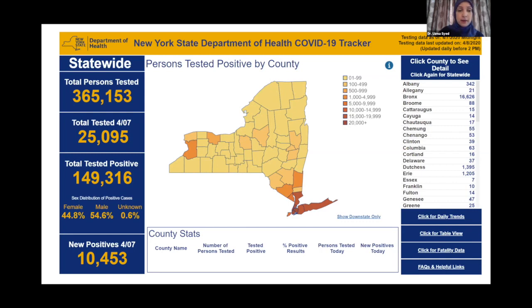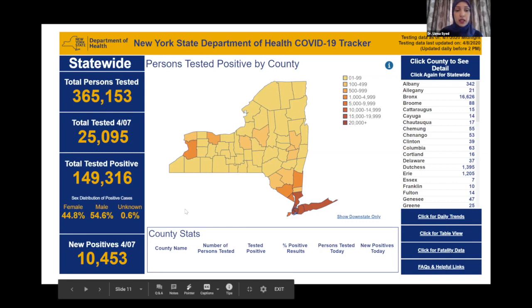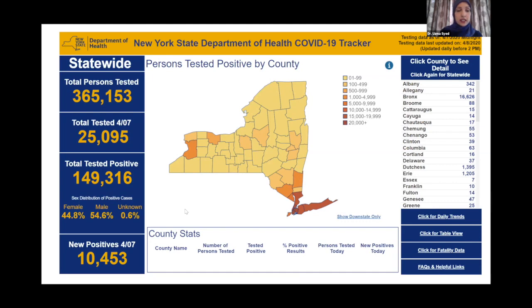So as of yesterday, we had over 10,000 new cases in New York. And this just gives you the distribution of percentage of males, females. And then on the New York State Department of Health website, it lists down by specific counties where the highest number of cases are happening.